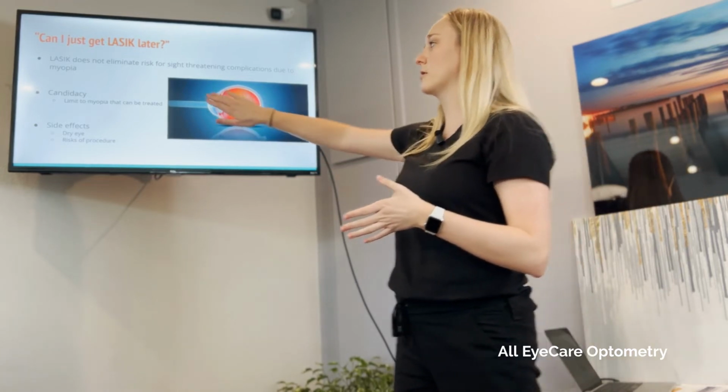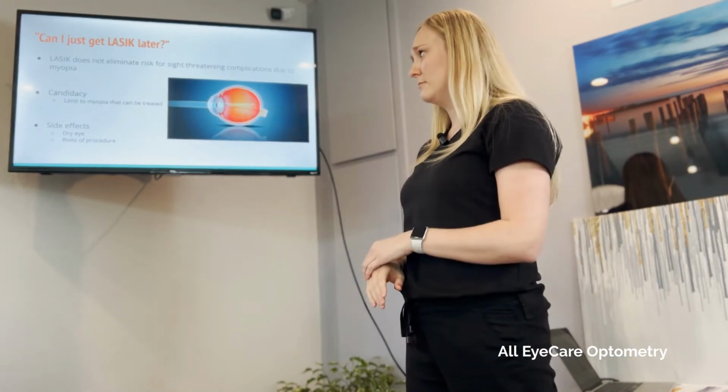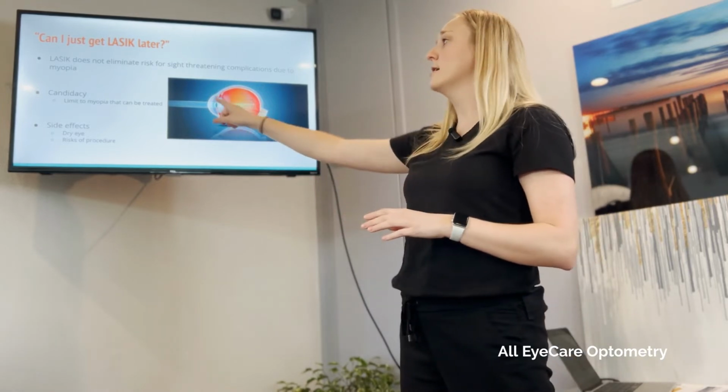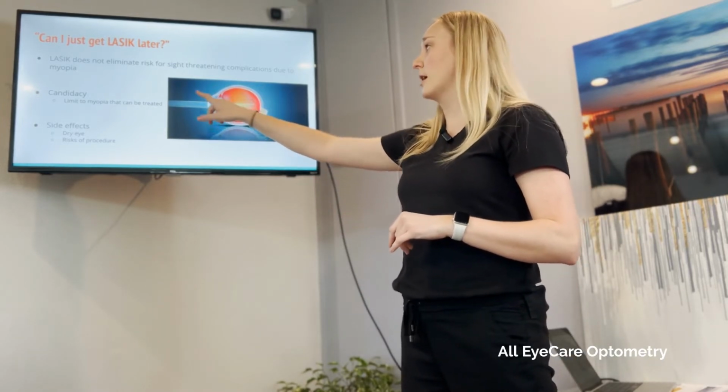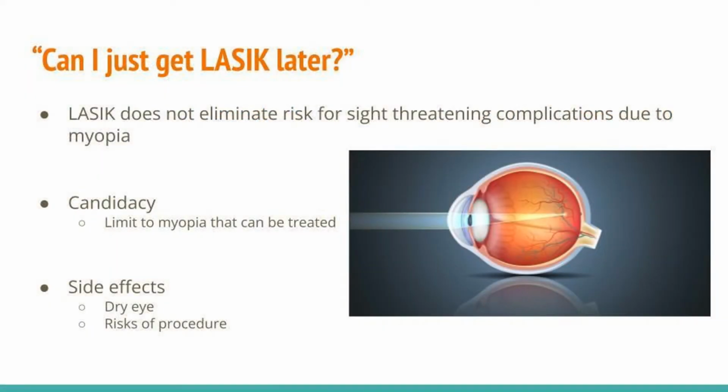So LASIK occurs on the front of the eye, on the cornea, and it essentially changes the cornea so that light will focus in the right place. It doesn't change the retina at all. So everything that has occurred from that myopia, that retina thinning, stretching, all of those risks of complications still exist, even if they get LASIK, because none of that has to do with this.